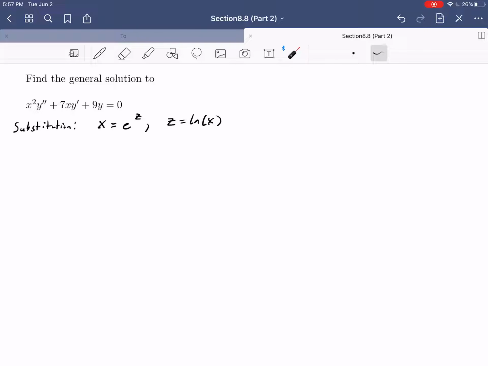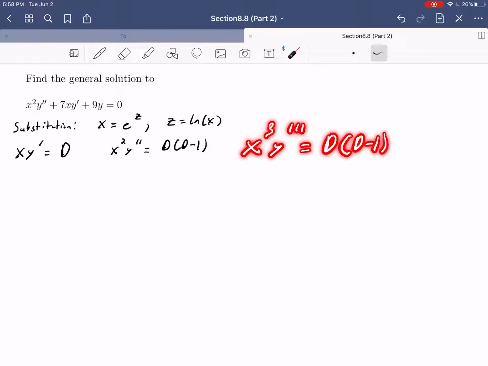Now, from the previous video, without any sort of work, what we found is that xy prime can be thought about as D, where D is now the differential operator, the derivative of y with respect to z, our new variable. And x squared y double prime can be thought about as D(D minus 1). Now, we know this actually simplifies to D squared minus D, but again, just for pattern purposes, it's probably easier to think about it as D(D minus 1). If we had an x cubed y triple prime, then that would become D(D minus 1)(D minus 2). Remember, the only thing that's sort of bad about this notation, because it is a little bit of shorthand here, is that these D's represent the derivative with respect to our new independent variable, z.